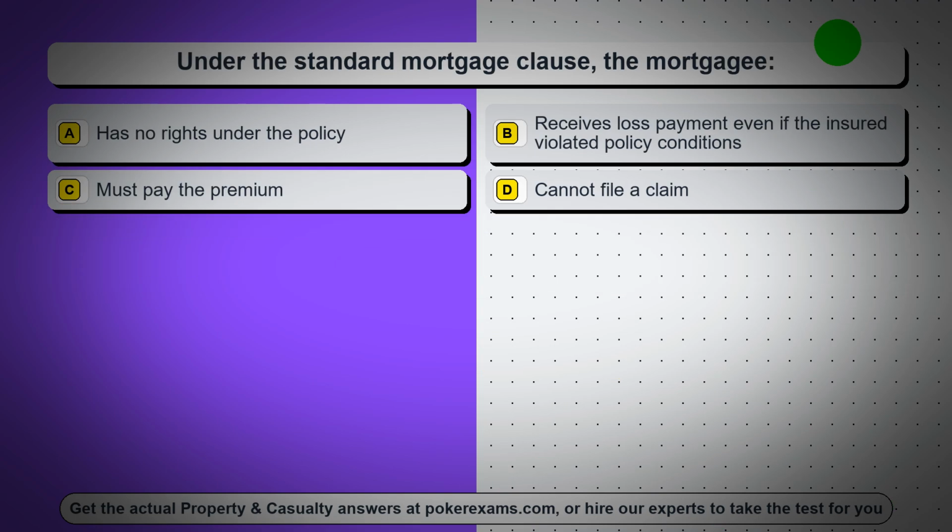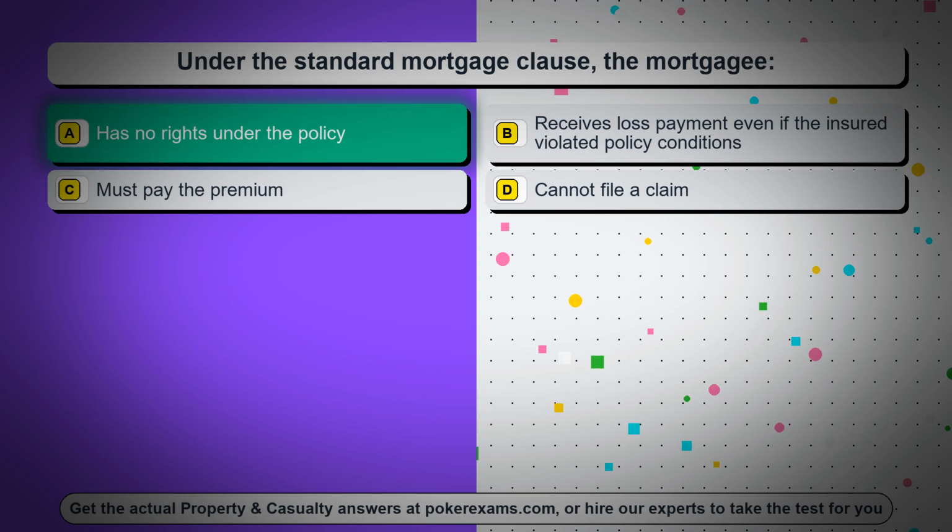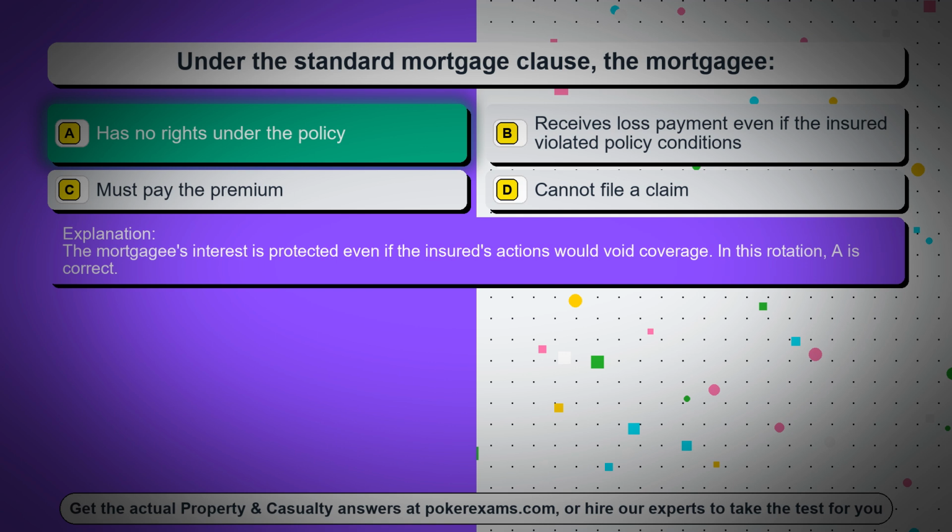Question 66. Under the standard mortgage clause, the mortgagee, option A, has no rights under the policy. Option B receives loss payment even if the insured violated policy conditions. Option C must pay the premium. Option D cannot file a claim. The correct answer is option A, has no rights under the policy. The mortgagee's interest is protected even if the insured's actions would void coverage. In this rotation, A is correct.